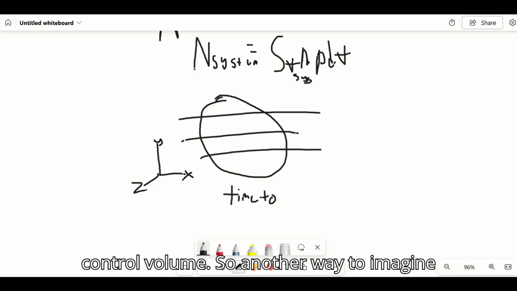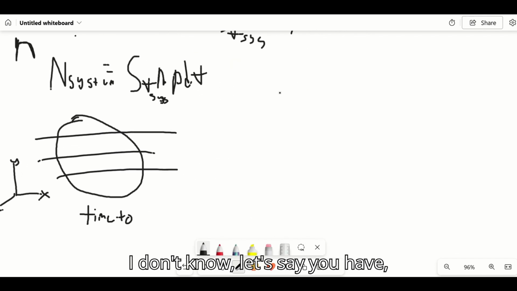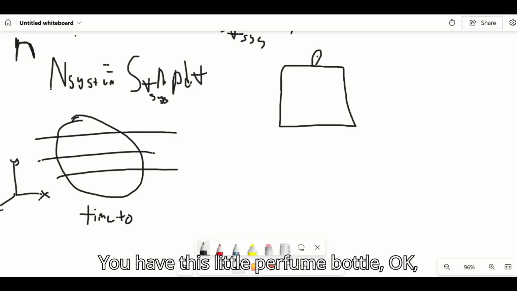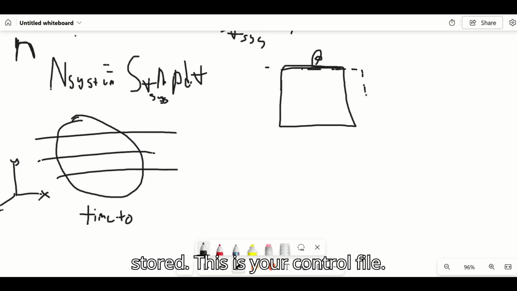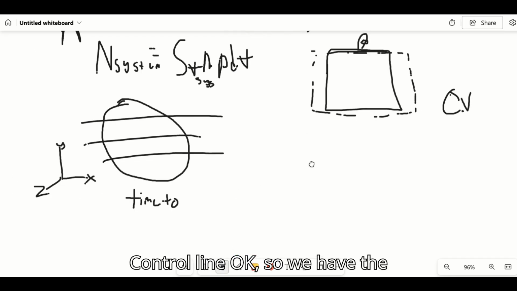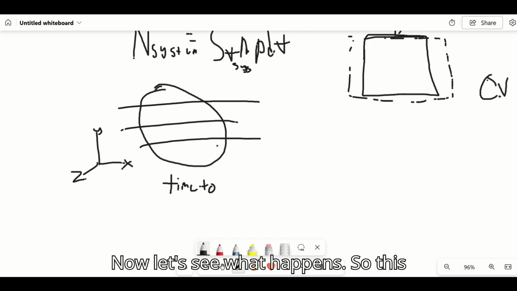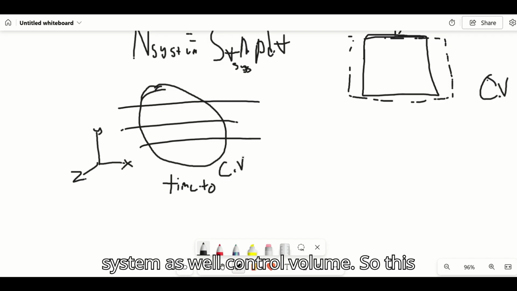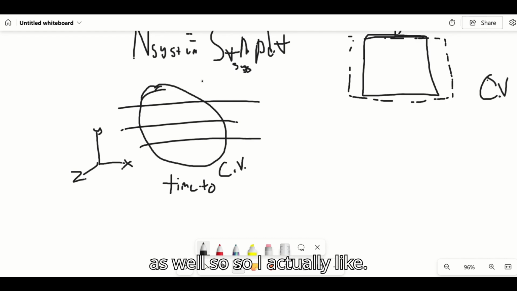Another way to imagine a control volume is, let's say you have, oh, this is such a bad drawing, this little perfume bottle, and this is where your perfume is stored. This is your control volume. So we have this control volume at time t equals 0. Now let's see what happens. This control volume also encapsulates my system as well. So this is time t0, control volume, and my system as well.